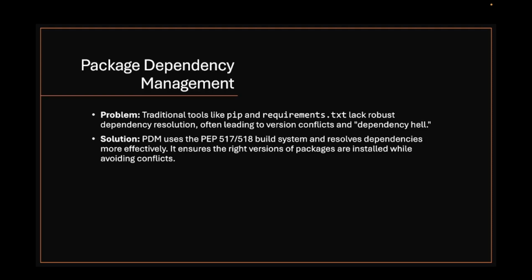These tools like pip and requirements.txt lack robust dependency resolution, often leading to version conflicts and dependency hell. What is this? Well, suppose you install package A, and package A has a subdependency, which is package C. Then you install another dependency called package B. And package B also depends on package C, but it requires a different version. Suppose package A requires that version C is version 2 or less. And suppose that package B requires that C is version 3 or greater. Then you will have a conflict because it won't know what version of C to use.